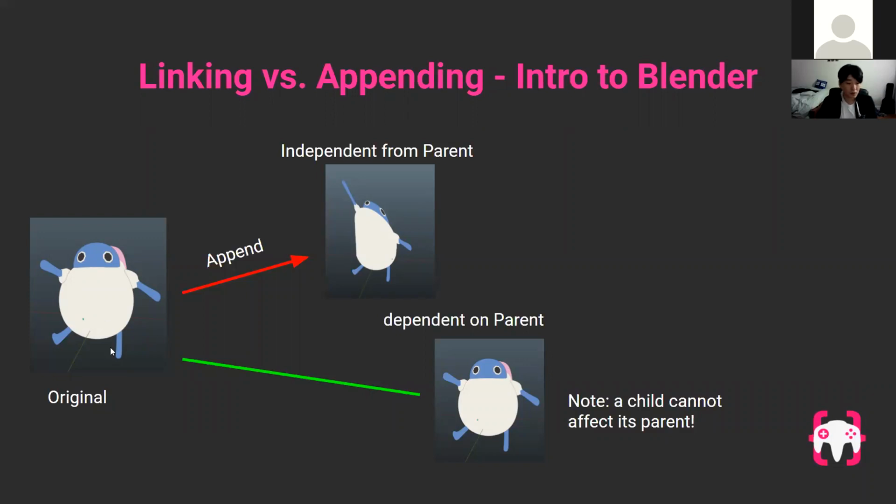So let's say I have this original character here. I can append from the settings, and I can bring another one. I can bring a clone of this basically, or another object if I want. Now, when I bring it in, it will be independent from the parent, which means I can modify the imported mesh from our current file. And another thing that exists is the linking approach, which means our mesh will be dependent on a parent, which means we can't affect it.